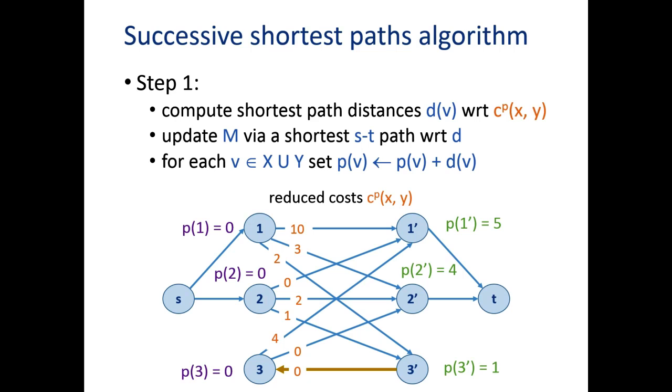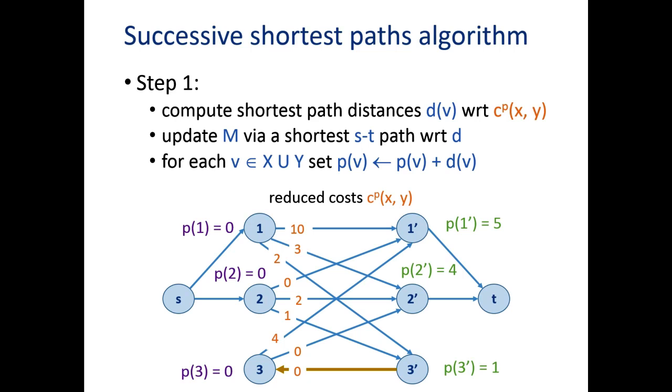So now I compute the reduced costs. What is now the cost for this edge? Remember it was 15. Now it's 15 plus 0 minus 5, so it becomes 10. This was 7. Now it's 7 plus 0 minus 4, so it's 3. So I have to update all costs. All these prices are non-zero, so I update all costs.